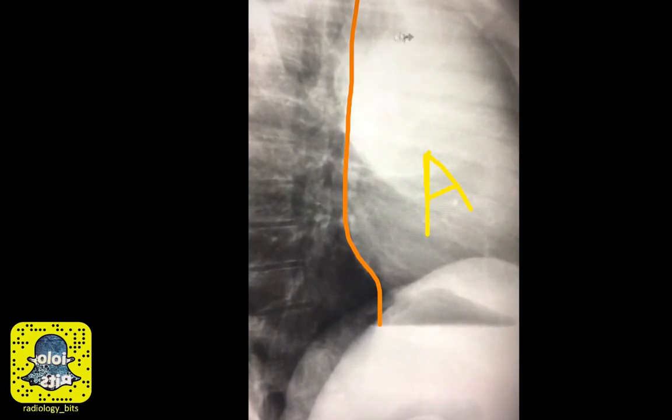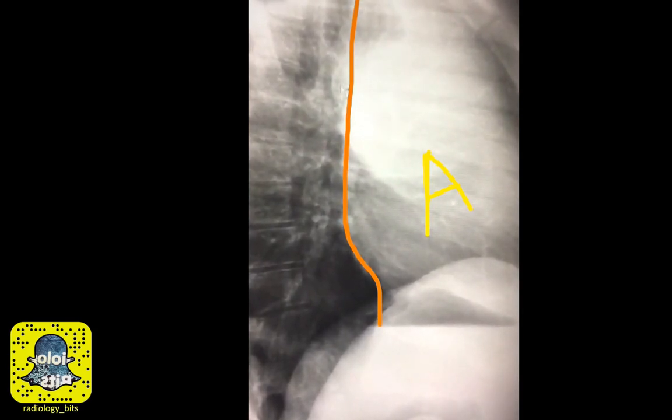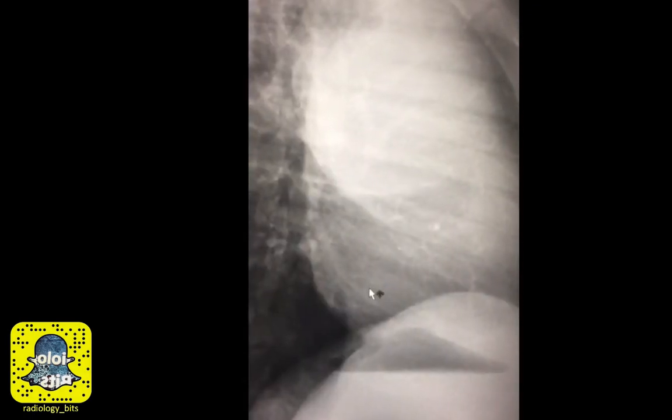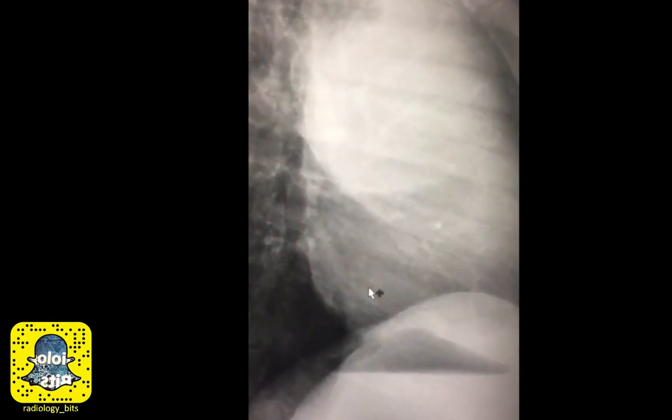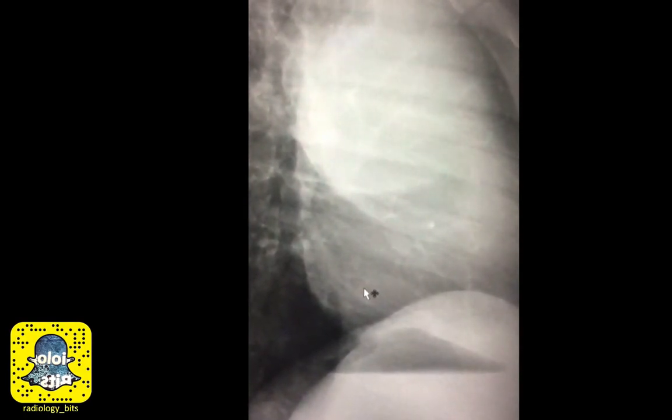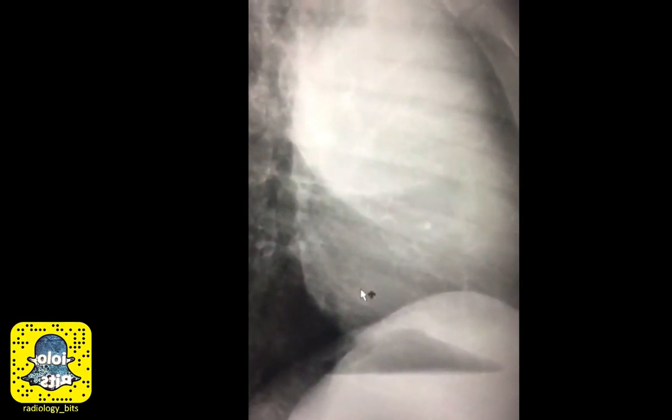And the abnormality projects over the heart in front of that line that goes anterior trachea, posterior heart, and posterior IVC. By that, you confirm the anterior mediastinal location of this lesion, and now you could generate a reasonable differential diagnosis.